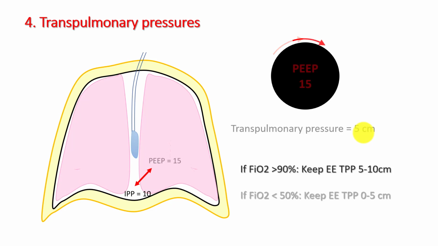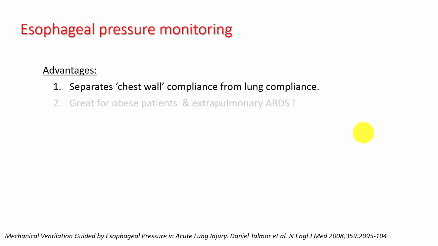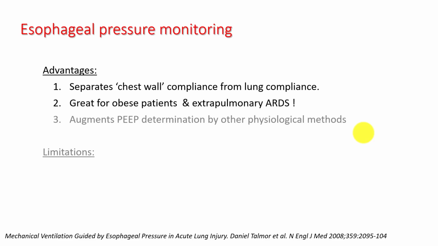If your oxygen requirement is high, you can increase the transpulmonary pressure to between 5 to 10. So you can go up on the PEEP further, say for example 15, which will give you a transpulmonary pressure of 5. There are various advantages of measuring the esophageal pressures, as it separates the chest wall compliance from the lung compliance, and thus it is great for obese patients and patients with extrapulmonary ARDS. And you can use the knowledge from the esophageal pressure to figure out PEEP determination from the other physiological methods that we have been talking about.